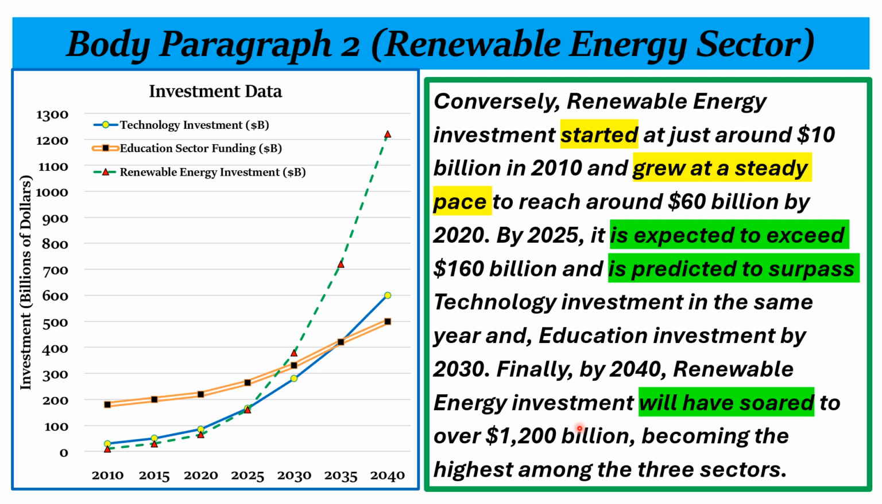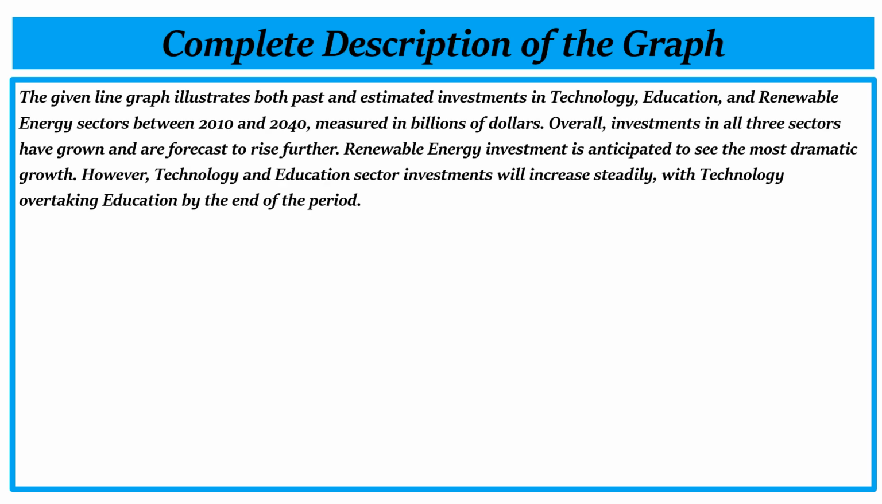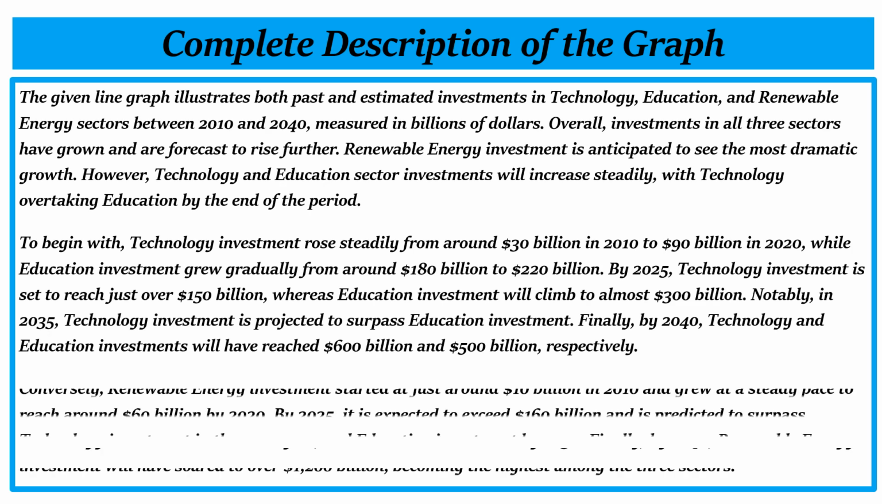The expressions used to describe future trends and projections are highlighted in green. So the point is to use the appropriate expressions or sentence structures based on whether you are describing past or future trends. Once you have done this, we will look at the complete description on the next slide. Well, here is the introduction plus overview and two body paragraphs.